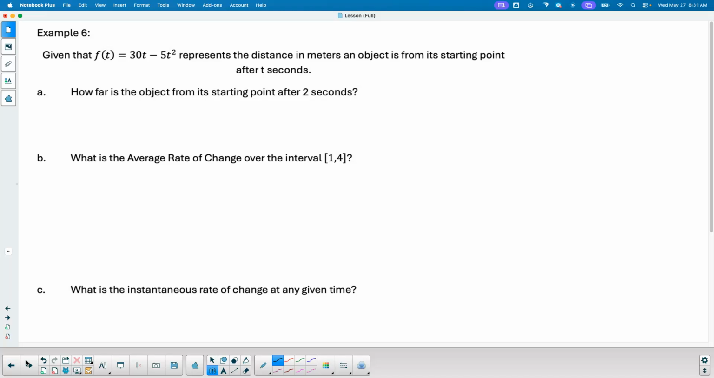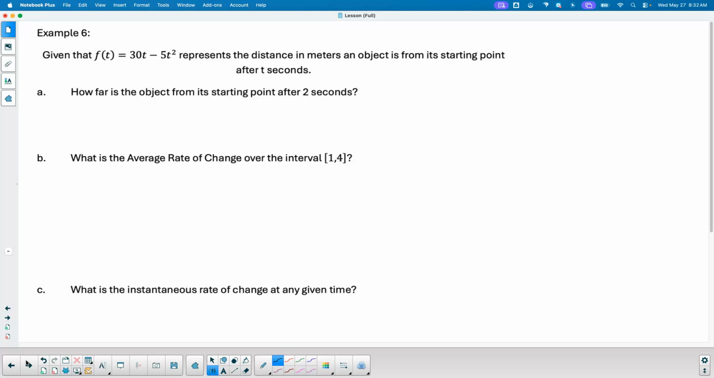All right. So this is now example number 6. There are 3 more questions, and they're all good questions because now we've got all 3 different things that we can find. Given that f of t is 30t minus 5t squared, represent the distance in meters an object is from its starting point after t seconds. Question A. How far is the object from its starting point after 2 seconds?